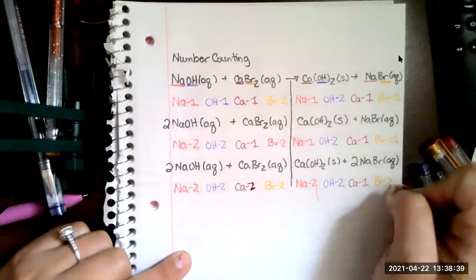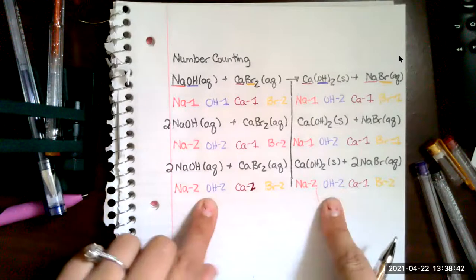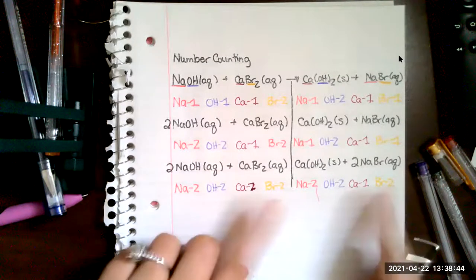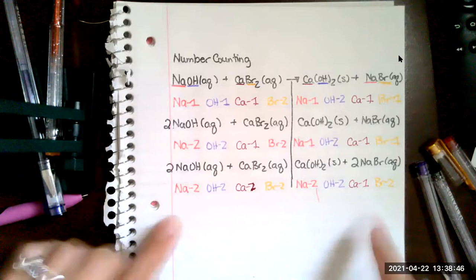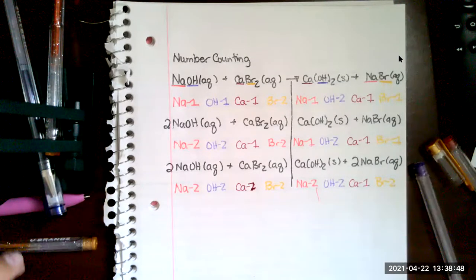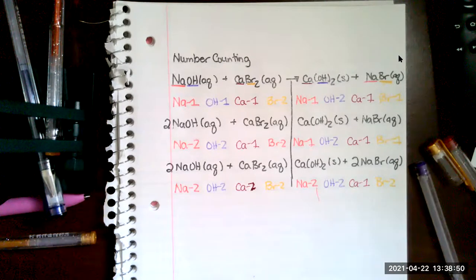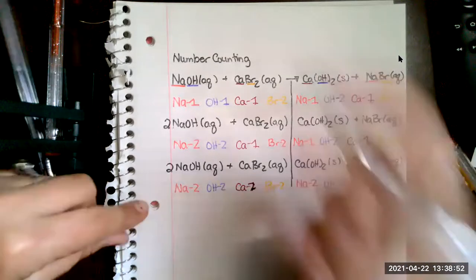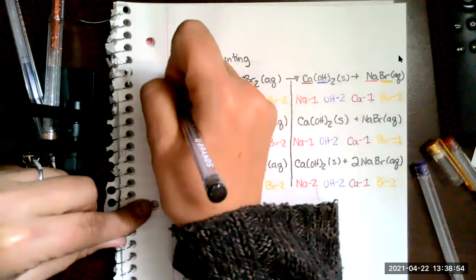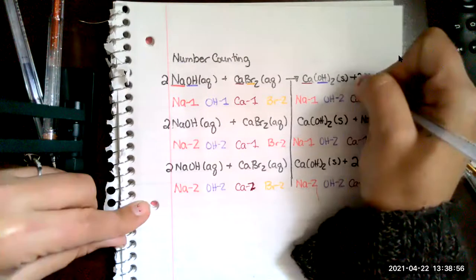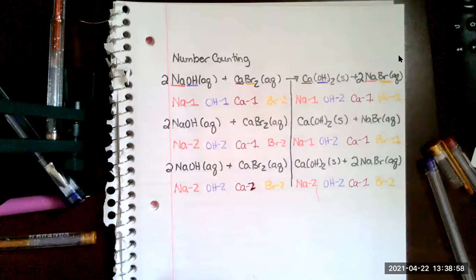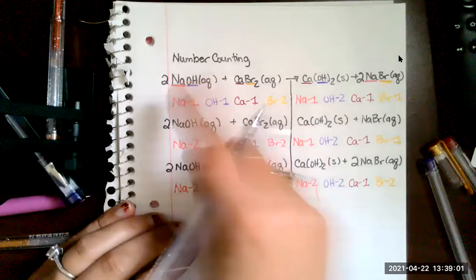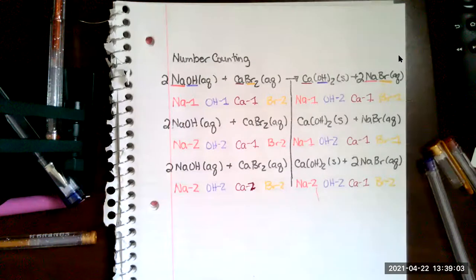We can compare sodium 2, hydroxide 2, calcium 1, bromine 2. We are balanced. So we can go ahead and write our coefficients in front of our balanced reaction. We can put a 2 right here and a 2 right here. And that is a balanced reaction. And that is our number counting method.